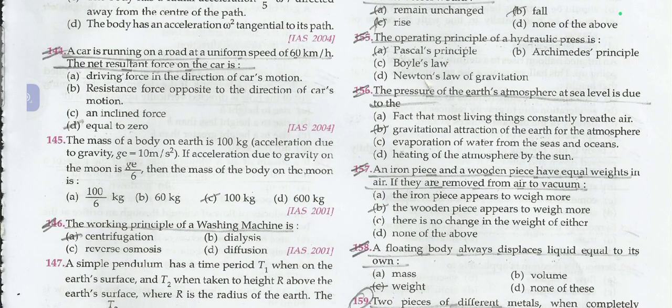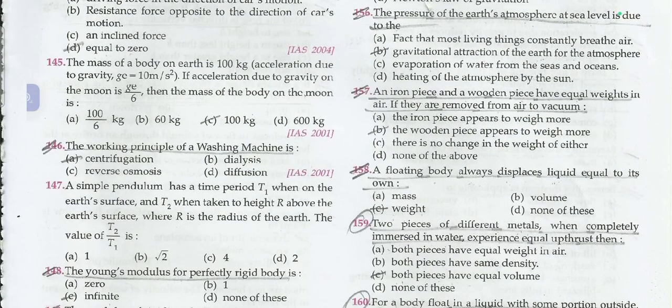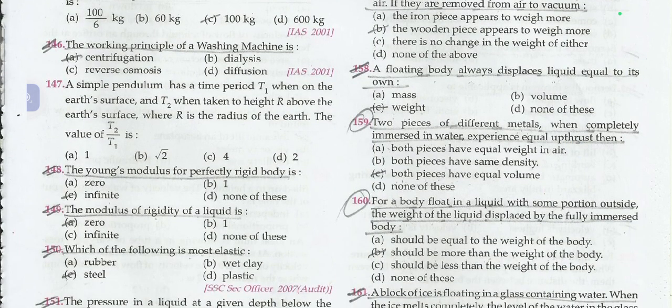The pressure of the Earth's atmosphere at sea level is due to the gravitational attraction of the Earth for the atmosphere. An iron piece and a wooden piece have equal weight in air. If they are removed from air to vacuum, the wooden piece appears to weigh more. A floating body always displaces liquid equal to its own weight. Two pieces of different metal, when completely immersed in water, experience equal thrust. Then both pieces have equal volume.